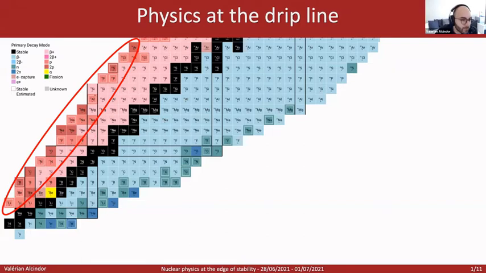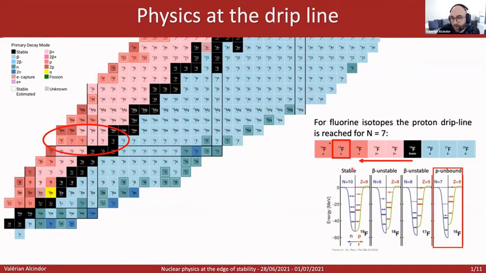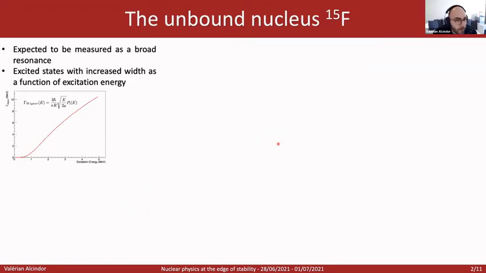So yes, fluorine-15 has already been discussed a little before. I just want to start with a very simple reminder of where fluorine-15 is located. As you see, it is an unbound nucleus located at the proton drip line, two neutrons away from the proton drip line, which is reached already for fluorine-16. So with this in mind, you would expect to measure fluorine-15 as a broad resonance.